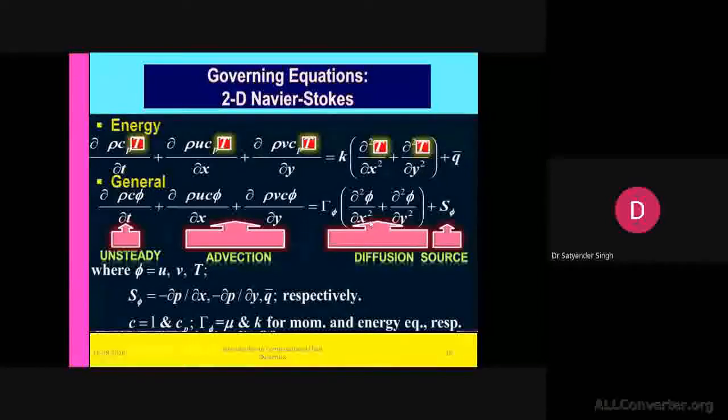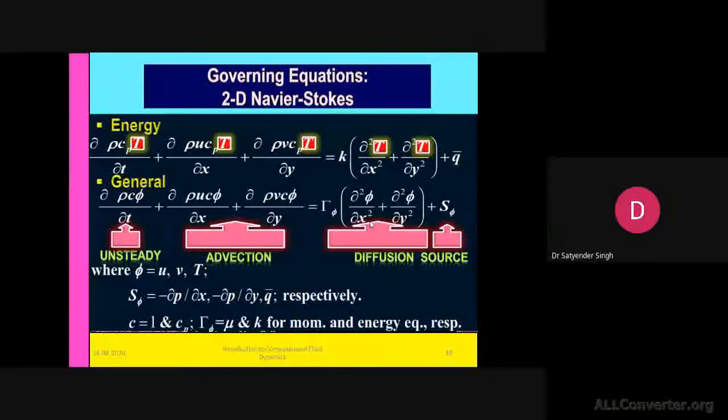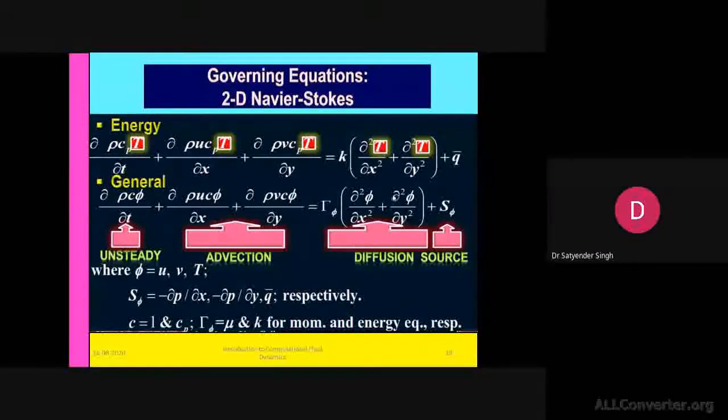Even in the momentum equation, momentum will be transported due to the random motion of the molecules. Likewise, here in the energy equation also, the heat transport will be due to the random motion. So this diffusion term will be taking the track of that kind of transport. And finally, we have the source terms.